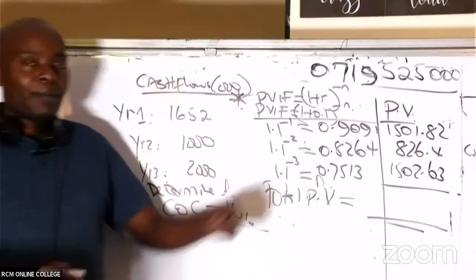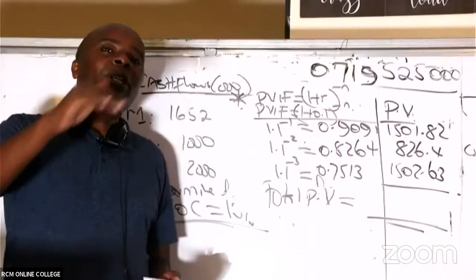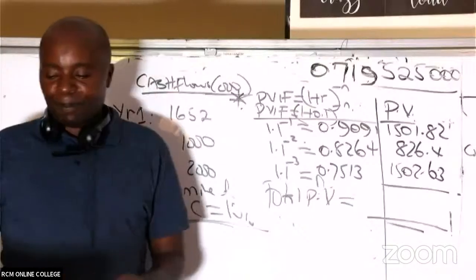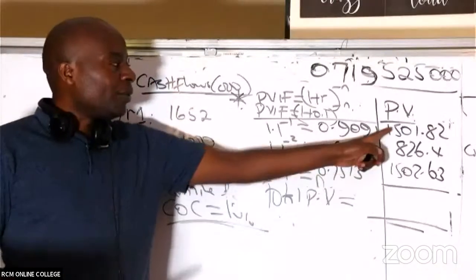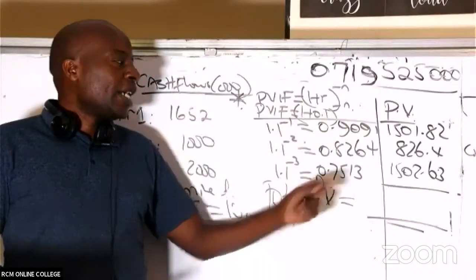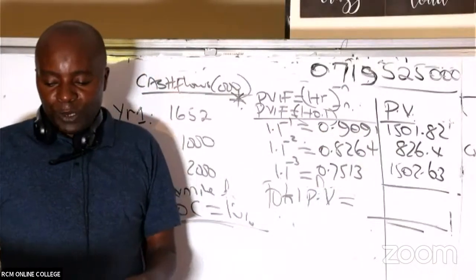Now we can add them because they're children of the same mother. They belong to the same time frame, present time. You can't add future cash flows, no. You have to present value them, and then you add. So the total present value.